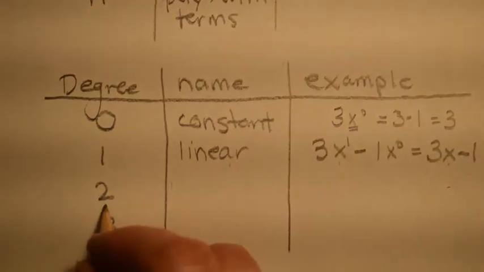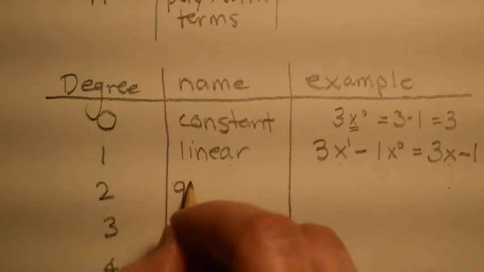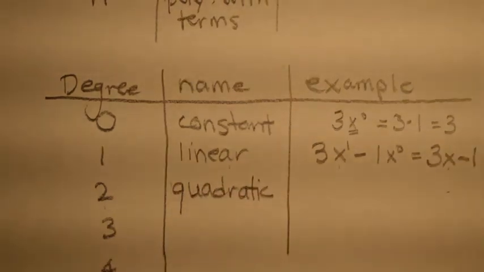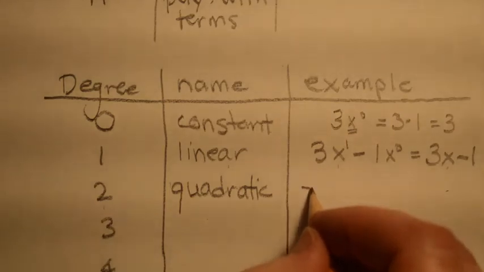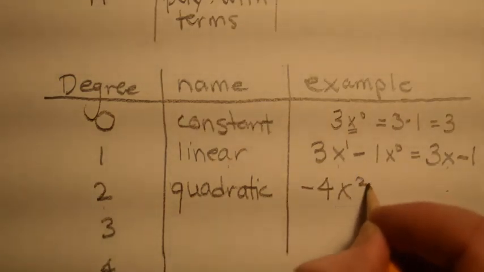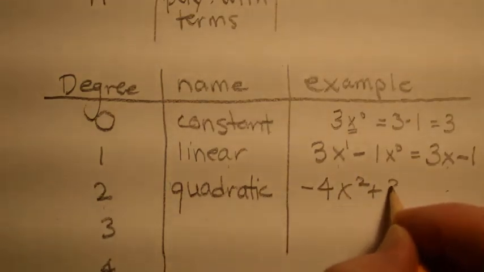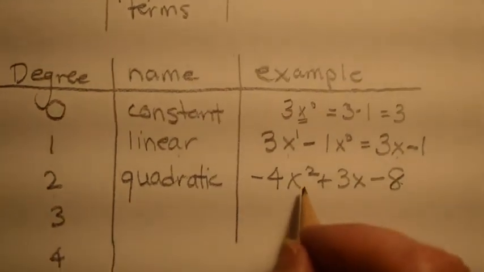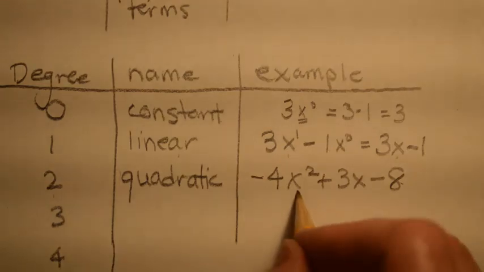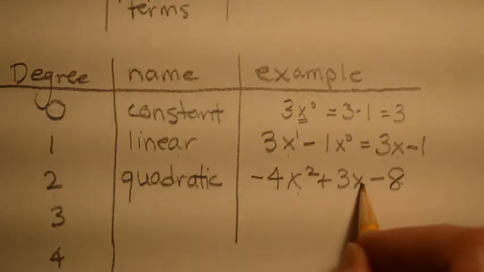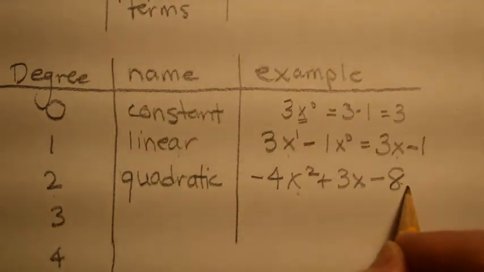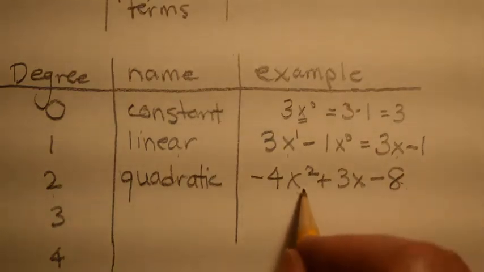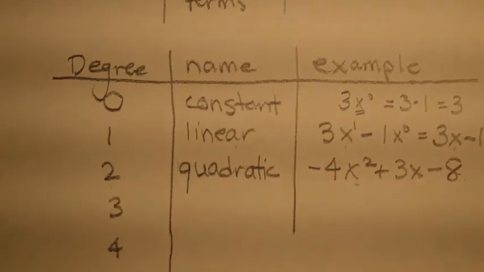If the highest exponent is 2, that's called a quadratic. All right, that might look like negative 4x squared plus 3x minus 8. When we look at all the exponents here, there's a squared, there's a first power, and again, that 8 with no variable implies there's an x to the 0 there, which has a power of 0. So the highest is 2, and that is called quadratic.